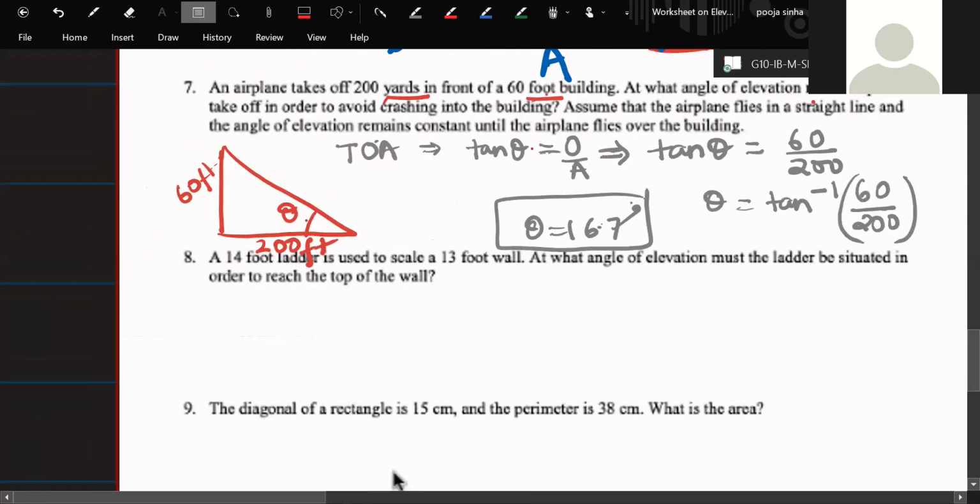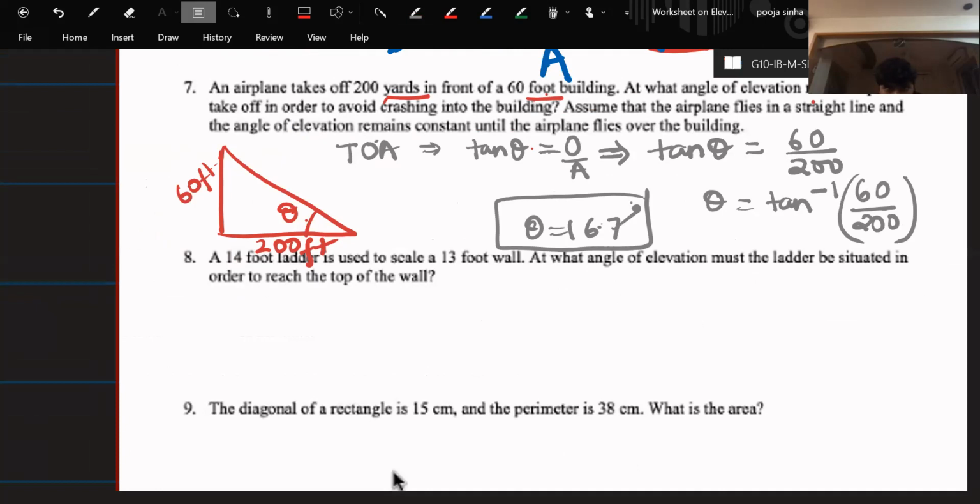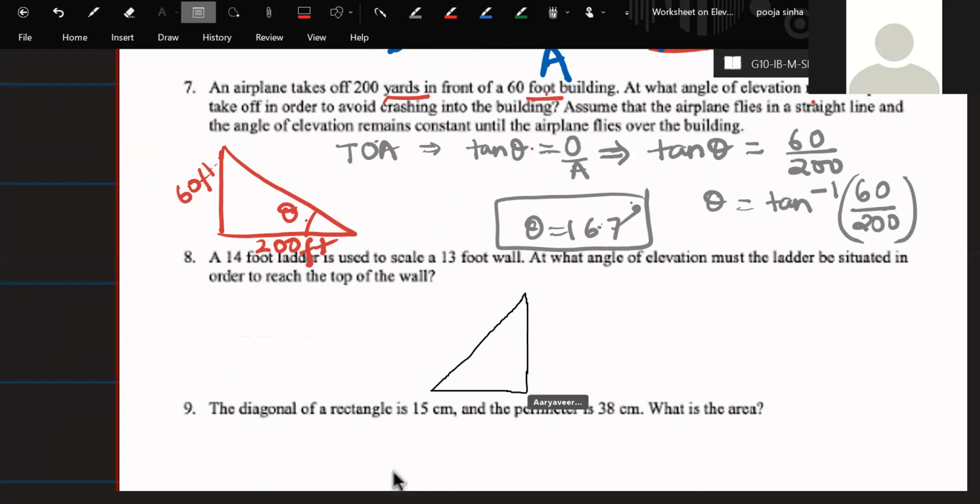Eighth one. Diagram first. So, Arsh, can you read it now? Yes. A 14-foot ladder is used to scale a 13-foot wall. At what angle of elevation must the ladder be situated in order to reach the top of the wall?